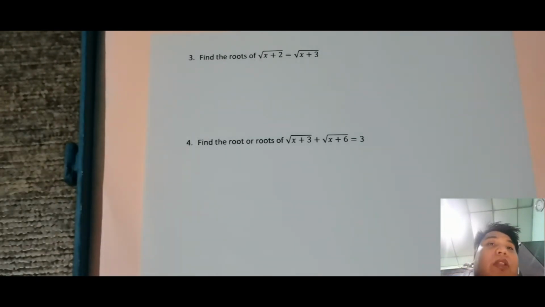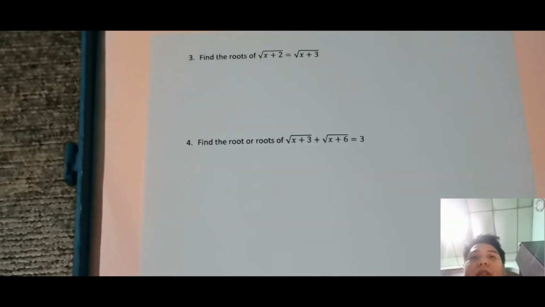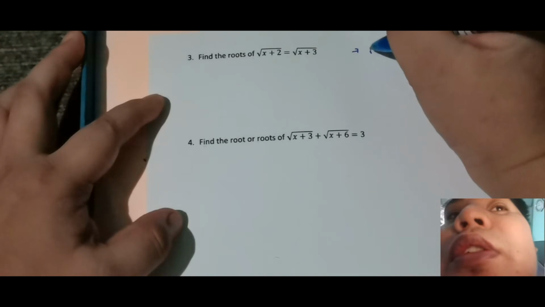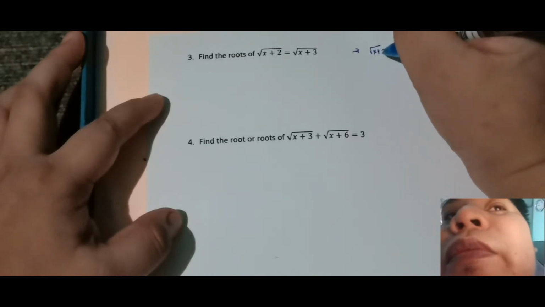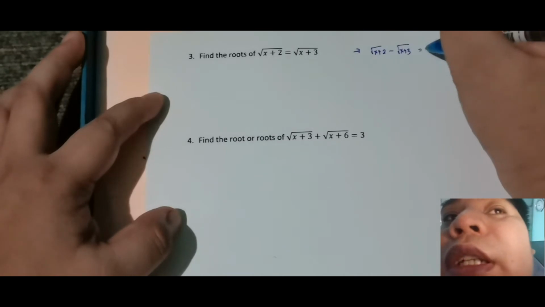Okay, so let's have number 3. So find the roots of square root of x plus 2 equals square root ng x plus 3. So ito naman yung term o yung moment na, tingnan nyo kung ililipat mo kasi si square root of x plus 2 tapos si square root of x plus 3 sa kabila, kunyari ng ganito, ano yung ginawa mong ganito? So square root of x plus 2 minus square root ng x plus 3 equals 0.